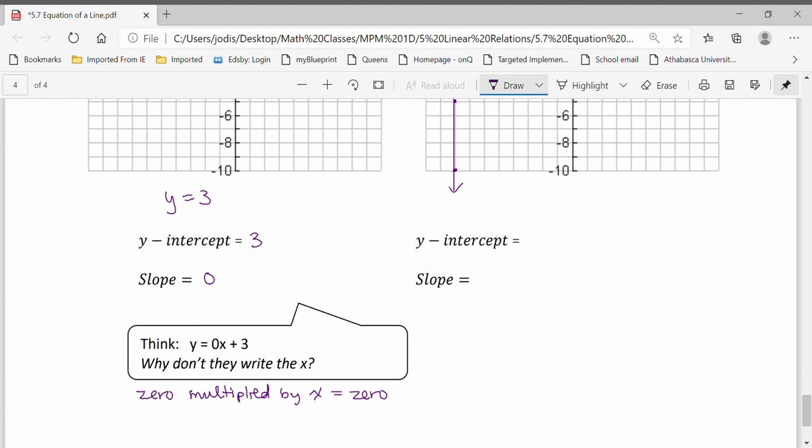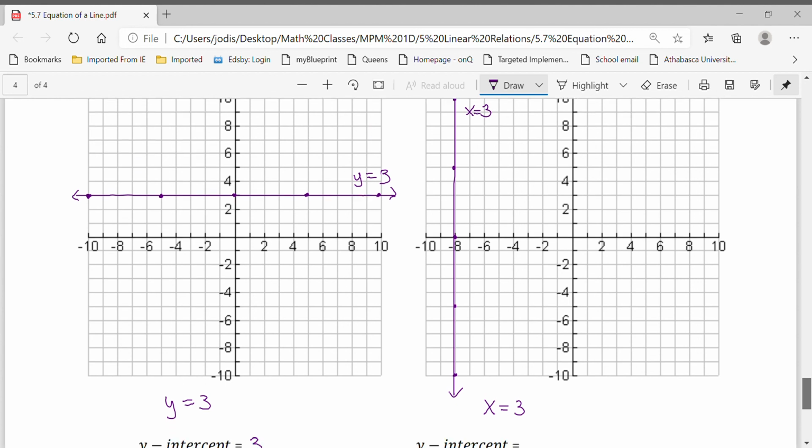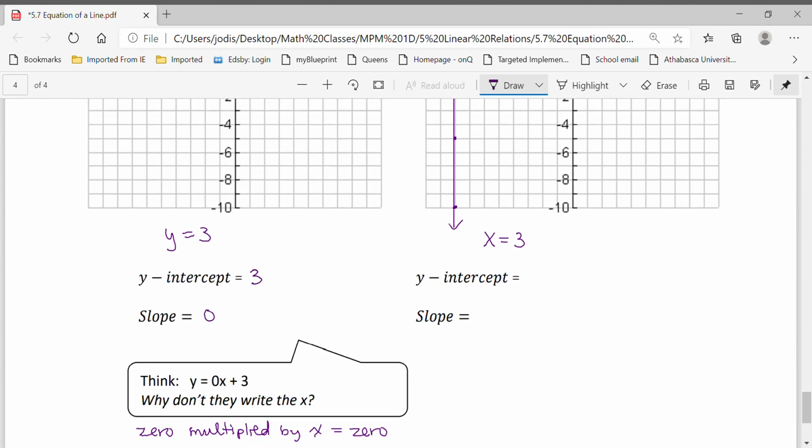Now, if we look at the next one, x equals a number, for a y-intercept, if we look at our graph, it never touches the y-axis. So we don't have a y-intercept. It doesn't exist. And our slope, well, we know we have a run of 0. So we can rise up as high as we want, but our run is 0. Anything divided by 0 is undefined.